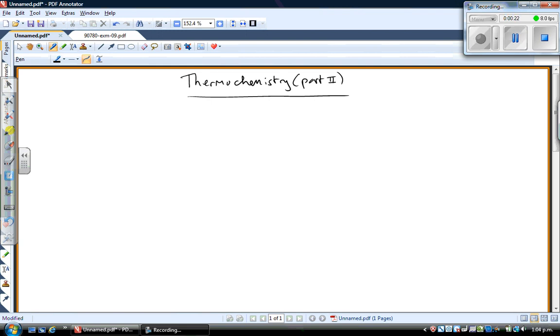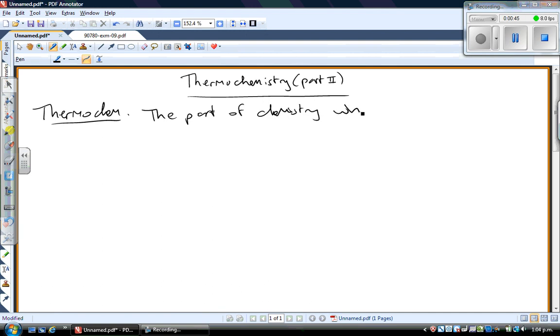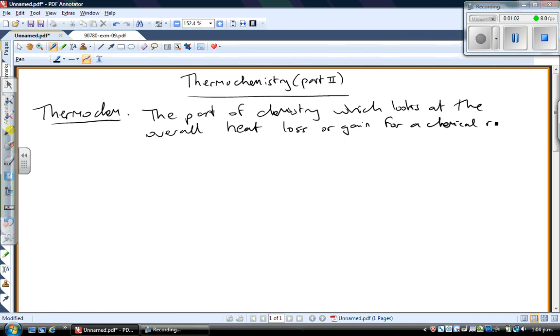Now, in order to introduce any new part to a course, there's also always some key terms that you have to cover. So the main key term, first of all, with thermochemistry, I'll just do a quick definition here. Thermochem is the part of chemistry which looks at the overall heat loss or gain for a chemical reaction. Okay, so that would be my general definition of thermochemistry.